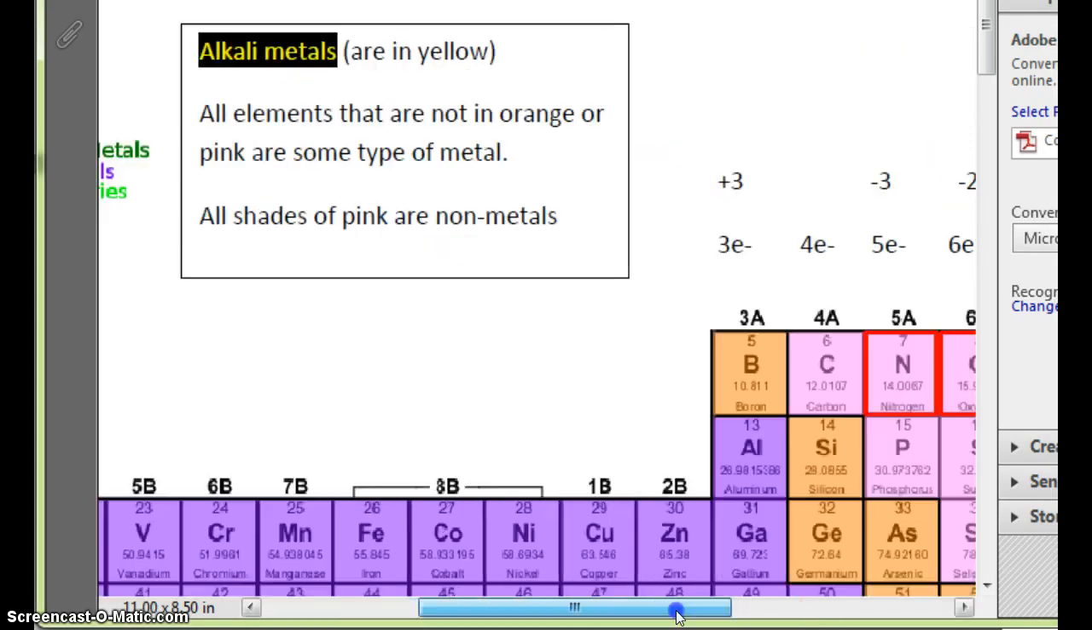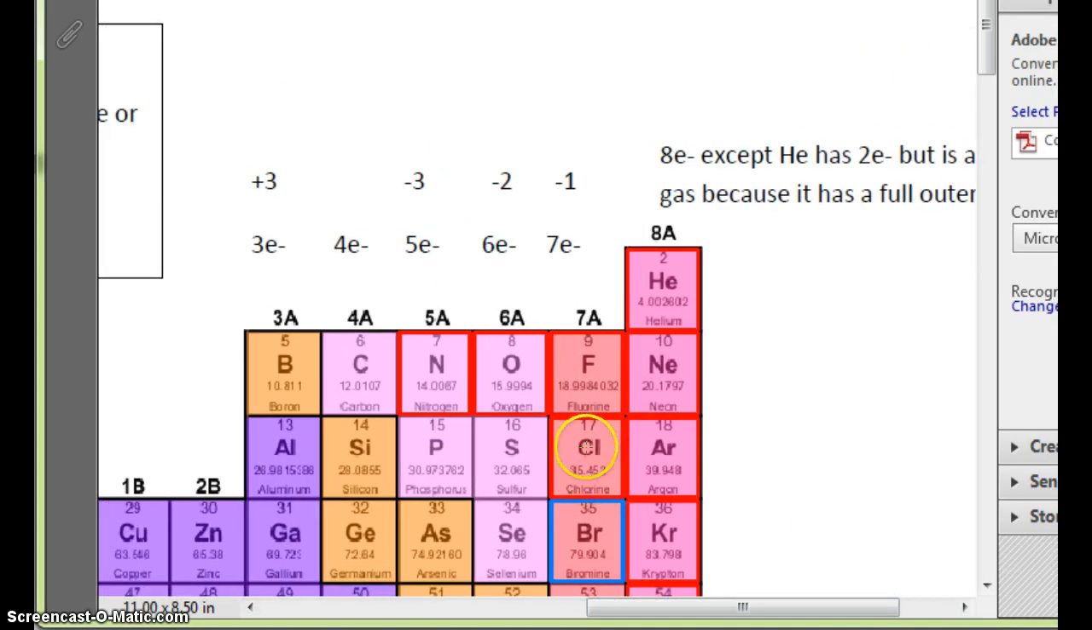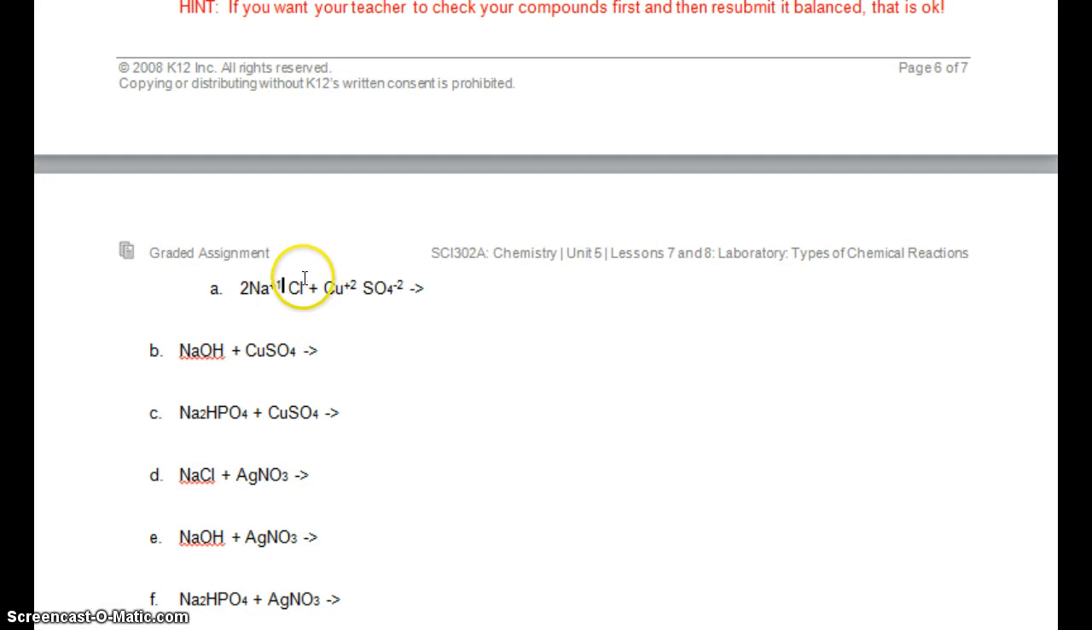And then we'll go over here and find chlorine. Chlorine is a halogen. It's in group 7. It has 7 valence electrons. It's going to gain 1 electron, so it's going to have a -1 charge. And so we'll put that charge up there.